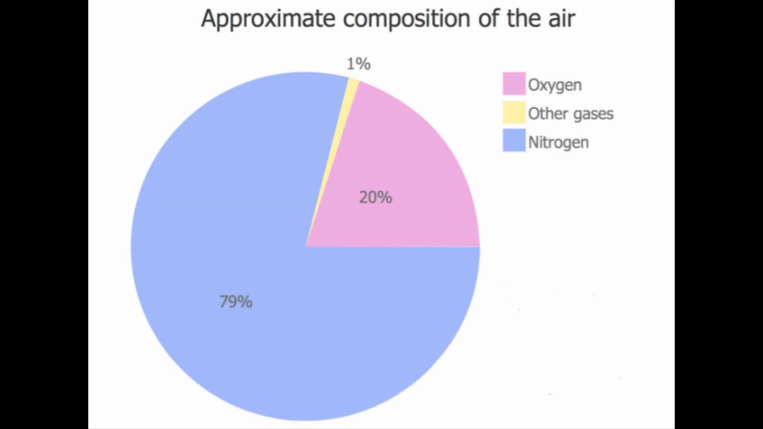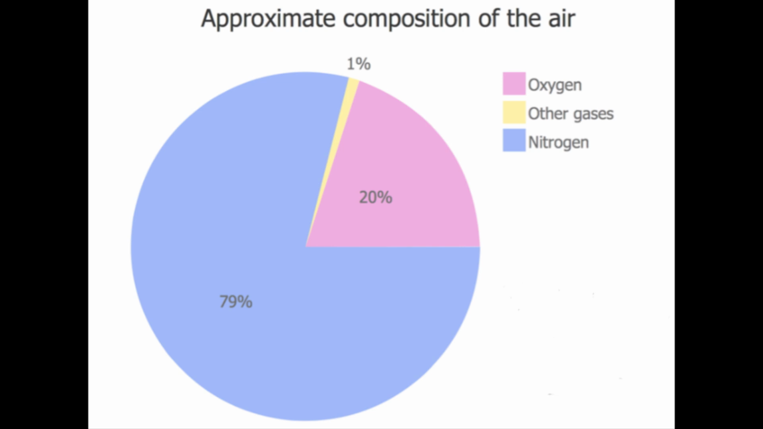The following graph gives information about compositions of air. The items include oxygen, nitrogen, and other gases. You can see from this graph that, in oxygen, the value is around 20%. You can see from this graph that, in other gases, the value is around 1%, which is lower. You can see from this graph that, in nitrogen, the value is around 79%, which is the highest.